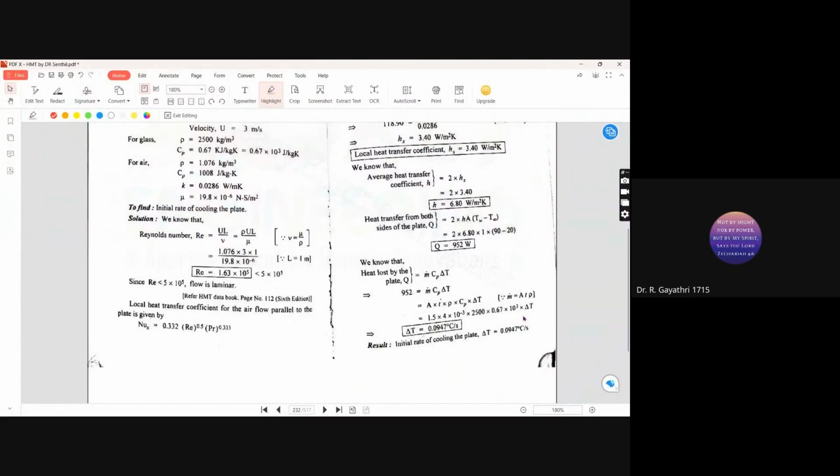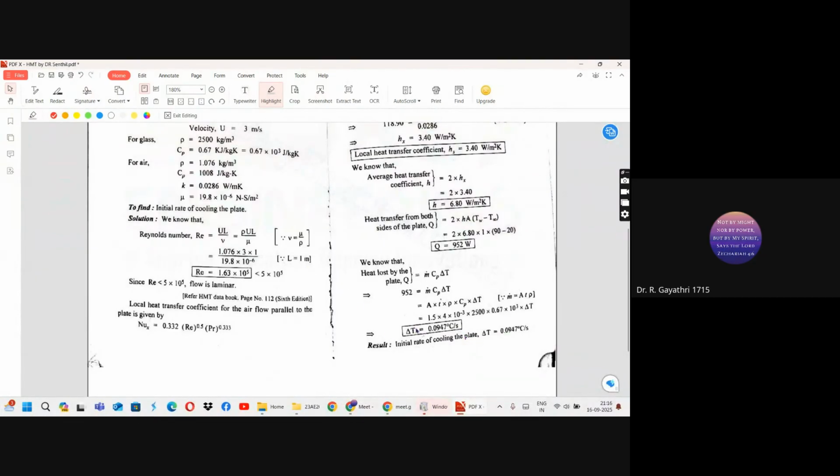The initial rate of cooling the plate means change in temperature per second, del T per second. A rate means per second, anything per unit time. Here the initial rate of cooling the plate means change in temperature per unit time. So del T is equal to 0.0947 degree centigrade per second.